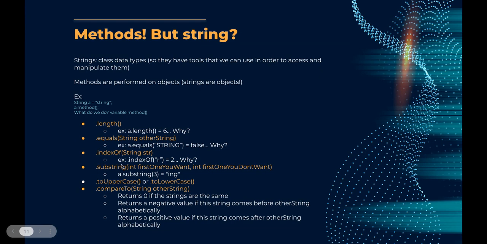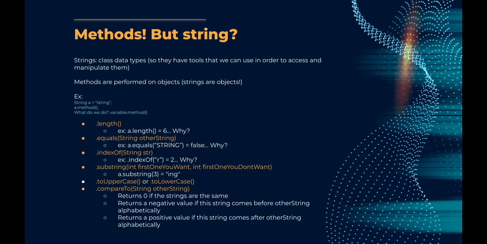Dot indexOf, it's going to find the index of a character or even a string in that whole string itself. So a dot indexOf r, okay? It's going to find the first instance of r in this case. So 0, remember how we started at 0? 0, 1, 2. So the answer would be 2.